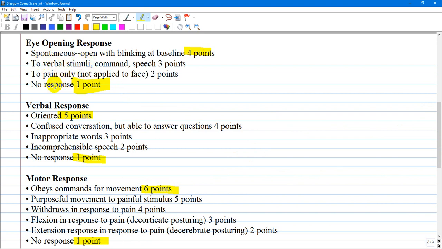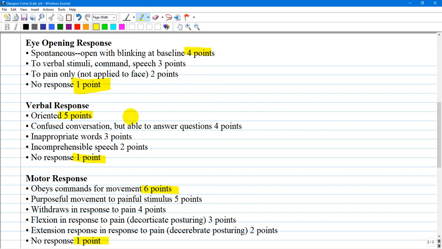For example, eyes not responding, 1 point. Opening eyes to pain stimulation, 2 points. 3 points for opening eyes to verbal stimuli, commands, or speaking. And spontaneous opening with blinking at baseline, 4 points maximum.